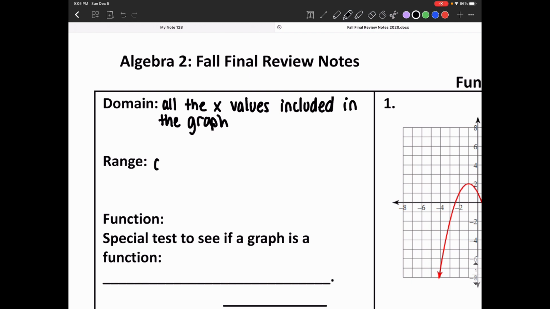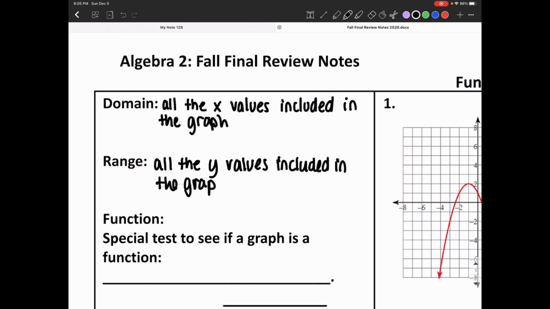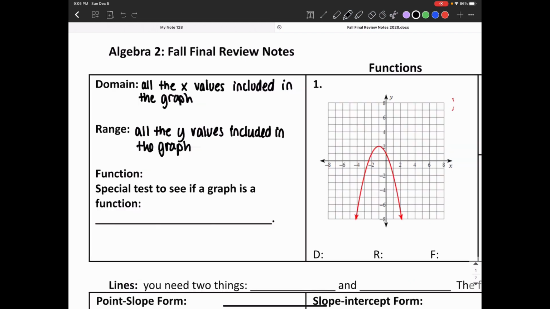The range is all the y values included in the graph. We use domain and range to describe functions and what values are included for functions.